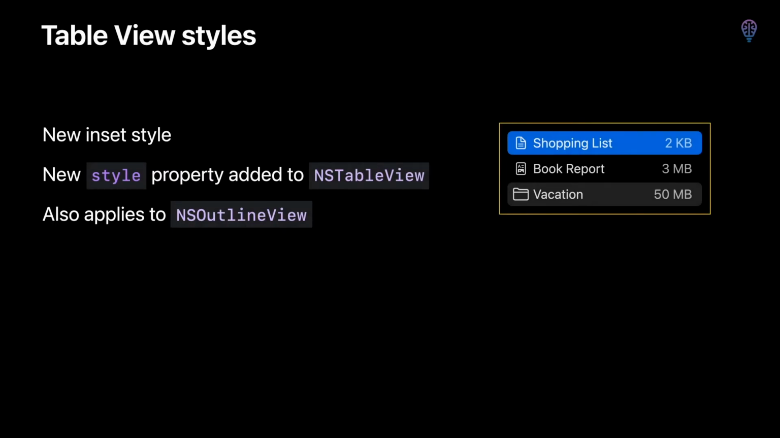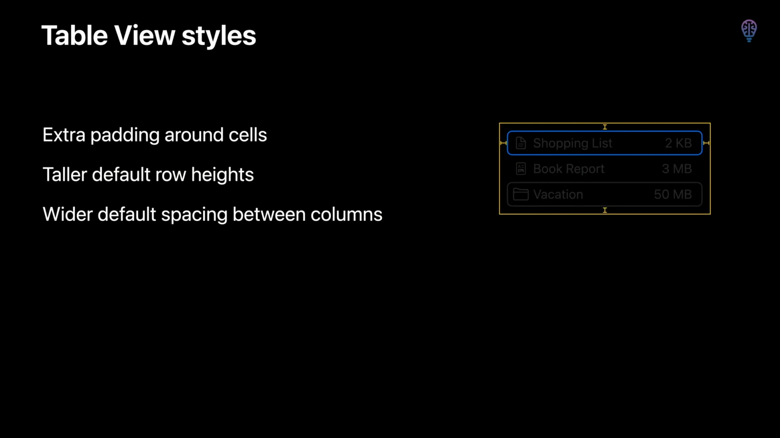You might have noticed this new look for table selections in some of our screenshots. This is the new inset style that we've added to NSTableView. The inset style applies some extra horizontal padding around your cell views, and vertical padding around the top and bottom rows. It also has a slightly taller default row height, and wider spacing in multi-column tables.